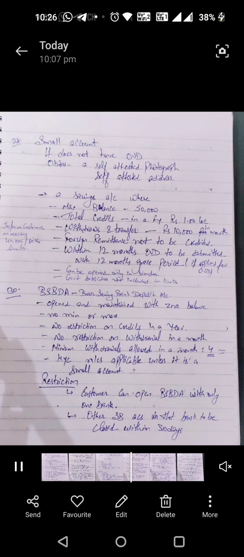Then we have BSBDA accounts. BSBDA accounts are full KYC accounts. See, some small accounts are not fully KYC compliant. Those customers don't have the OVD. Now, BSBDA is a basic savings bank deposit account, full KYC. There are no restrictions as in a small account.